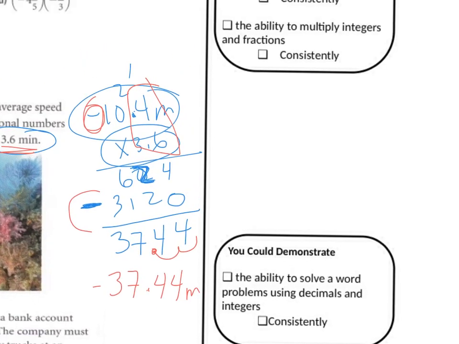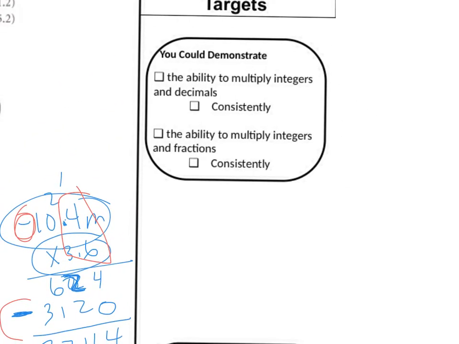So remember, when you're doing this worksheet, you're looking for a couple key targets. The targets are, can you multiply integers and decimals, and can you multiply integers and fractions, and can you do it consistently? So be careful, watch the simple math, make sure you're adding and subtracting correctly, make sure you're multiplying and dividing correctly, and make sure you're using your rules of integers correctly. I hope that helped.